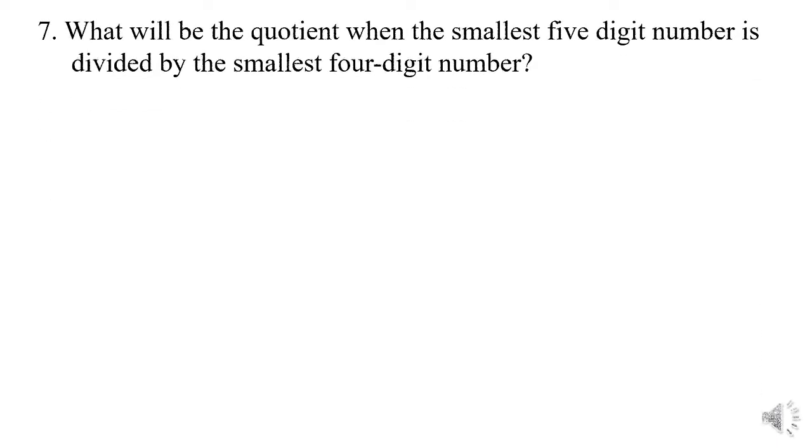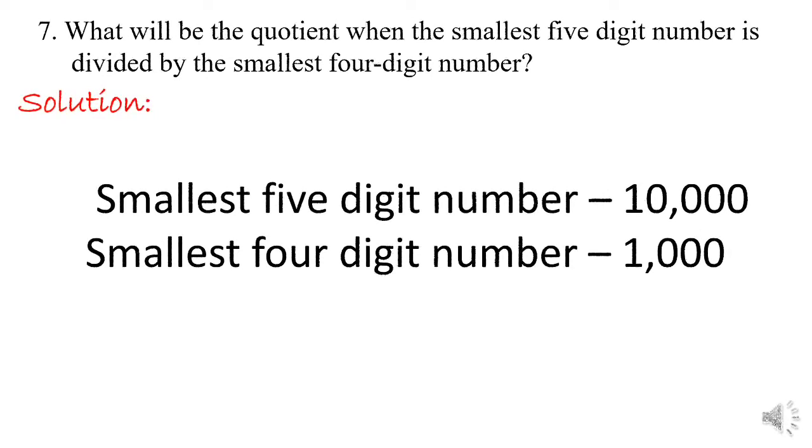Question number 7. What will be the quotient when the smallest 5-digit number is divided by the smallest 4-digit number? We have studied in the chapter on numbers the smallest and the biggest 4-digit numbers and 5-digit numbers. You all know it? Yes, children. So what is the smallest 5-digit number and the smallest 4-digit number? Yes. It is 10,000 and 1,000. We have to find the quotient. So 10,000 divided by 1,000.